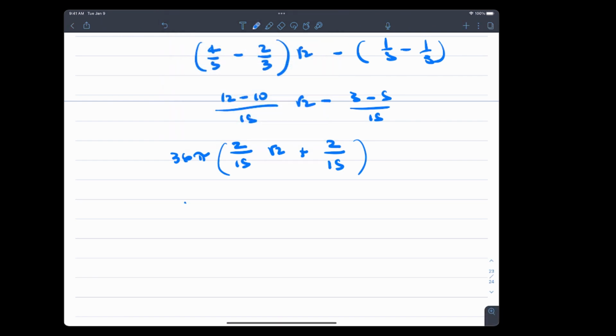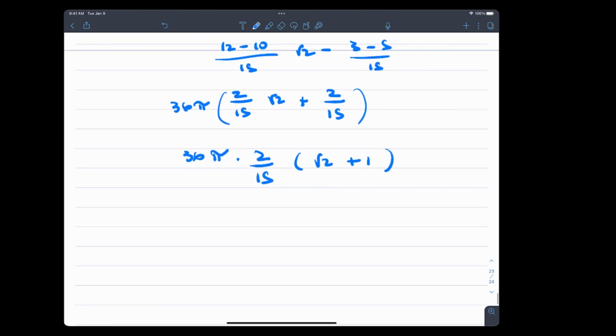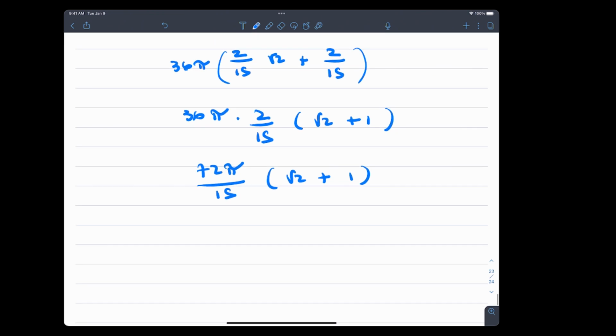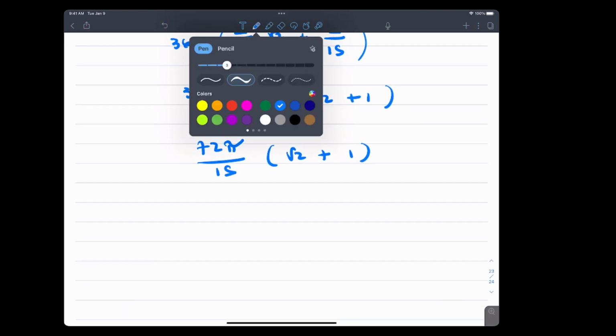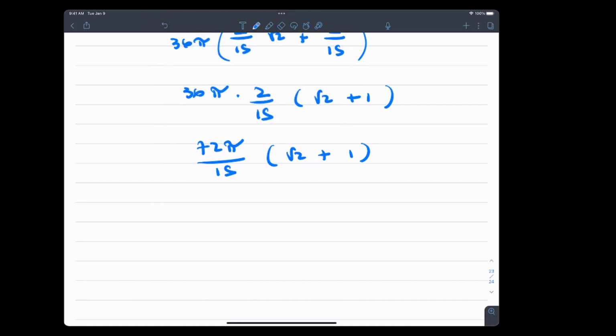So, I mean, you can factor this out. You can say, isn't that 36 pi 2 over 15 square root of 2 plus 1? 72 pi over 15 square root of 2 plus 1. And can you simplify that fraction, right? 3 goes into 72 how many times? 24. 3 goes into 15 5 times. Anyway, ladies and gentlemen, there you go. You're done.